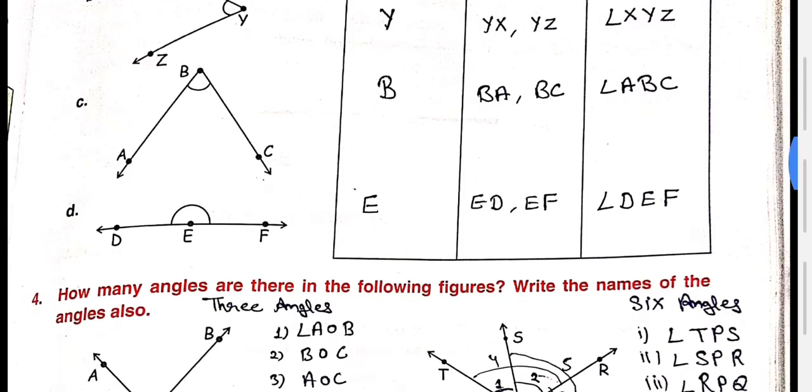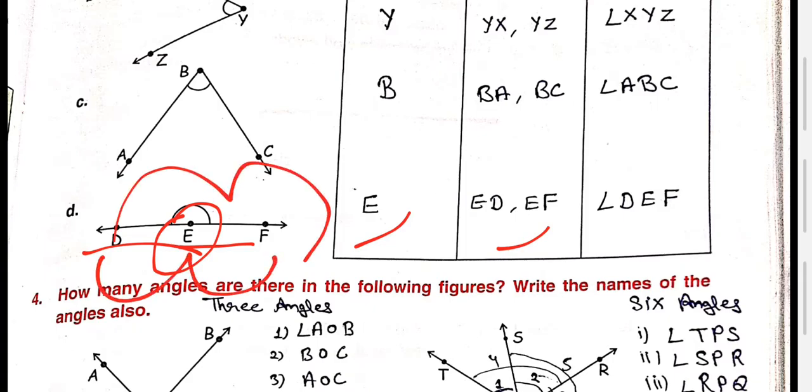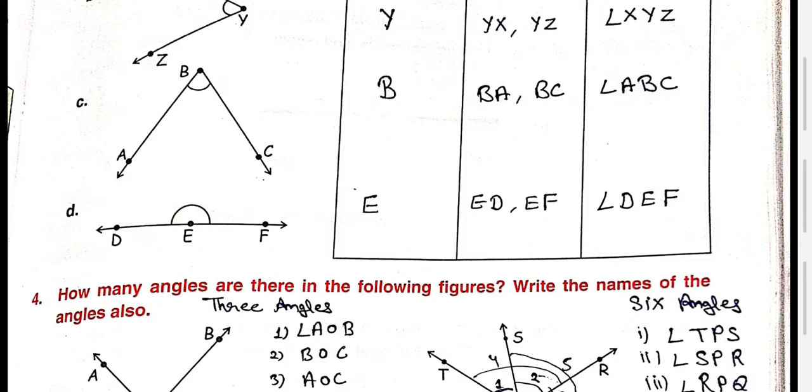Now come on D. The vertex is what? E. The rays are ED and EF. And what is the angle name? Angle name is DEF or FED. Both are the same and both are correct. So we are writing here only one name, DEF. If you want, you can also write FED. But the vertex always comes in the middle. Always remember, the vertex always comes in the middle.